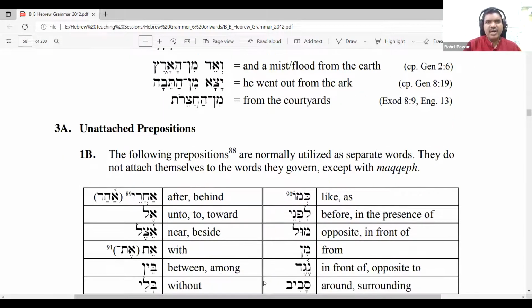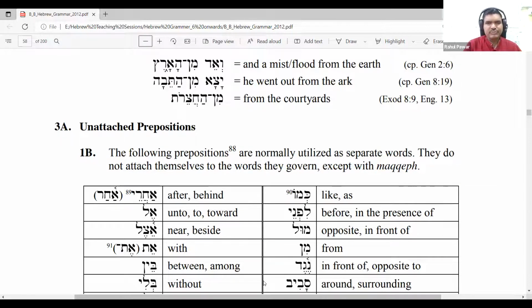Then with makhef, you have to write it as it is. This also we have seen.